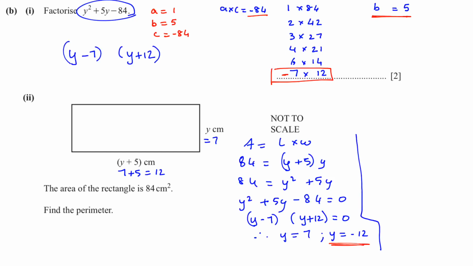To find the perimeter, we can just add all the four sides, or you can use the rule 2 bracket L plus W. Therefore, 2 is equal to 12 plus 7, 38 centimeter.